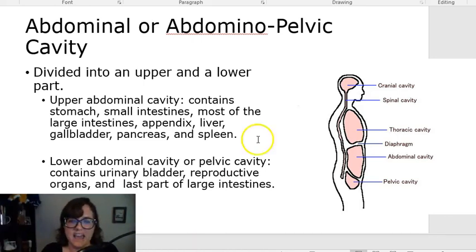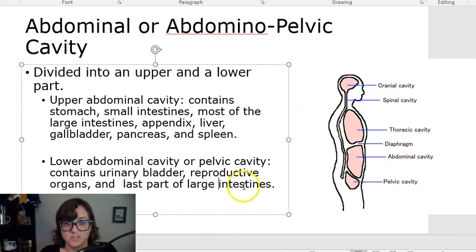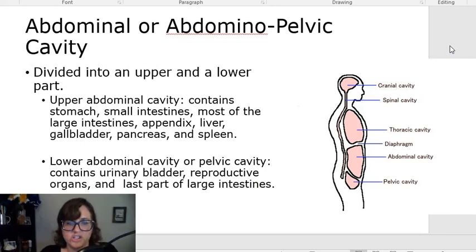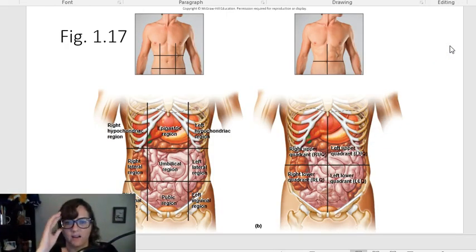So that pelvic cavity we now know is technically part of the abdominopelvic cavity as a big whole, and it contains the urinary bladder, the reproductive organs, and the last part of the large intestines, which is involved with fecal matter, okay? Again, oh no, the dirty things. No, it's not dirty. It's just anatomy. Everything's fine.